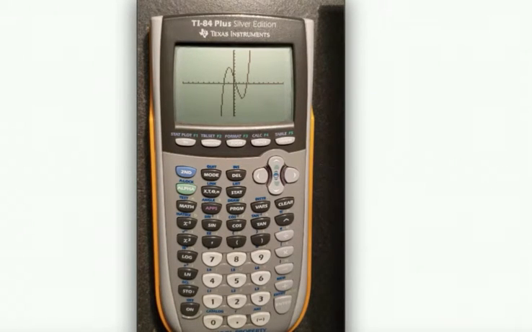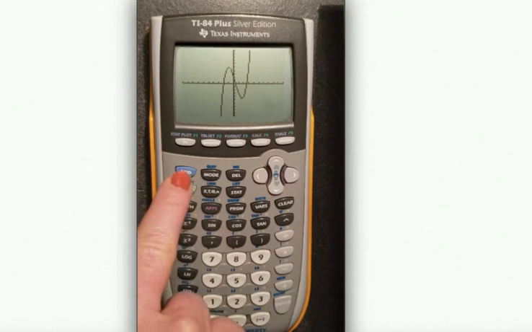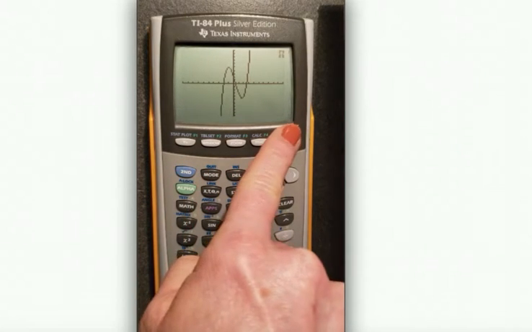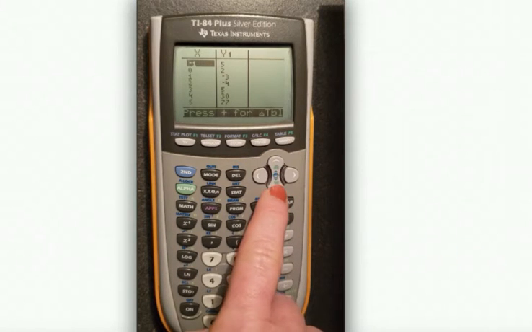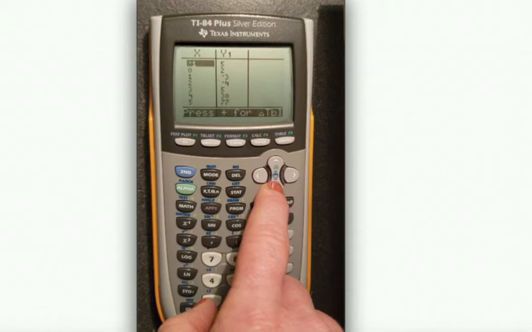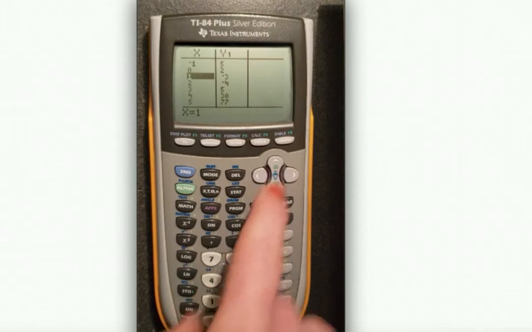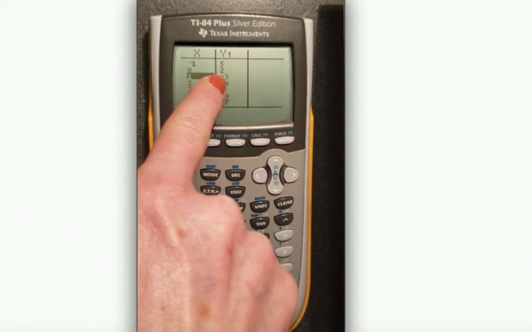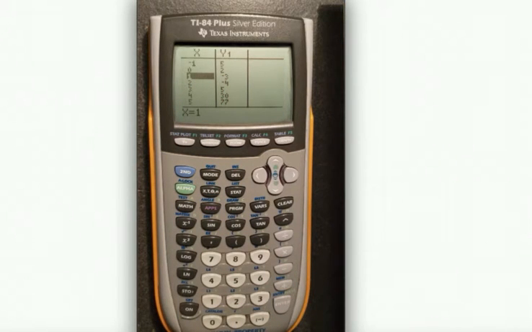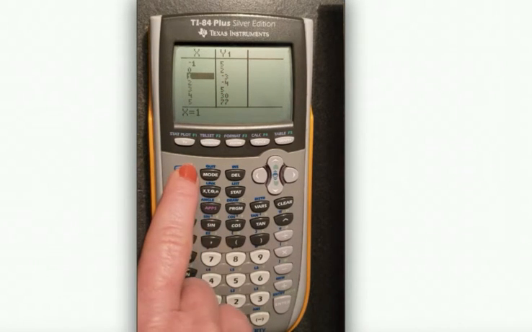Okay, so using the table of values, hit second graph to get to the table of values first of all. And I can see that when x is negative 1, y is positive 5. And when x is 0, y is positive 2. However, when x is 1, y is negative 3. So somewhere between where x equals 0 and positive 1, that y-coordinate went from being positive to negative, so it crossed the x-axis. And as you recall, one of our x-intercepts was between 0 and 1.